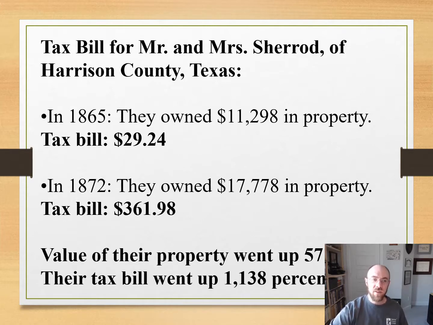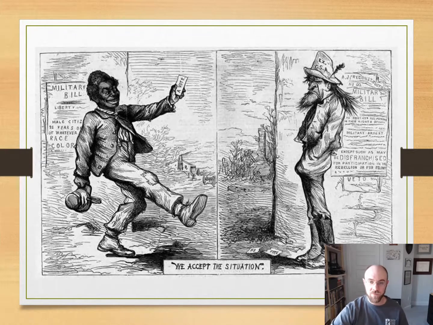In 1865, the bill for Mr. and Mrs. Sherrod was $30. In 1872, just 7 years later, not much more in property, but their bill had jumped a massive amount, to $361. So this is a huge jump in taxes, and Texans are reeling under the tax burden.